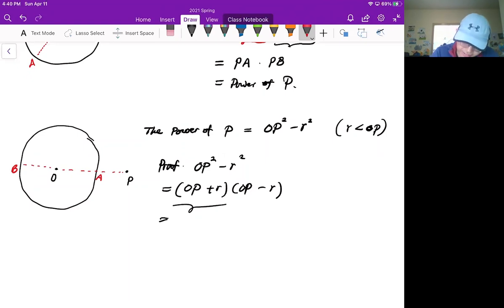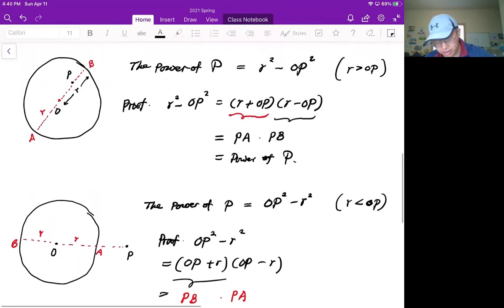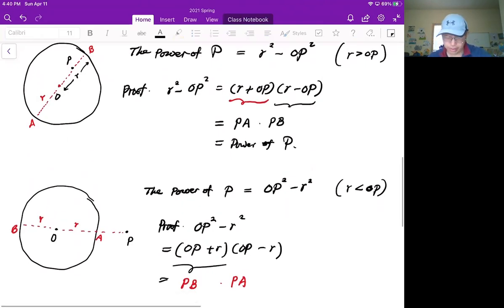All right, so what's OP plus R? Where this is R here. So OP plus this R just means this is PB, right? This is PB. All right, what is OP minus R? Where R is also here. This is also my R. So OP minus R is just PA, and then we are done because that's just the original definition of the power of a point, right? So we are done for this. Does it make sense? Right? The two proofs are quite similar. Basically, they are the same proof.